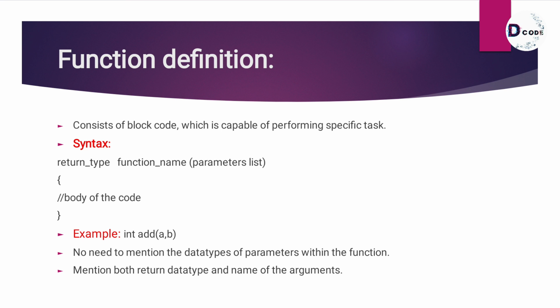The syntax of function definition is return type, function name and parameters list, and the body of the code which is present in closed curly braces. For example, int add(a, b). Here, there is no need to mention the data types of parameters within the function, but we have to mention both return data type and name of the argument.